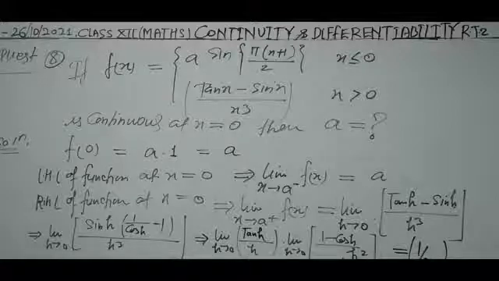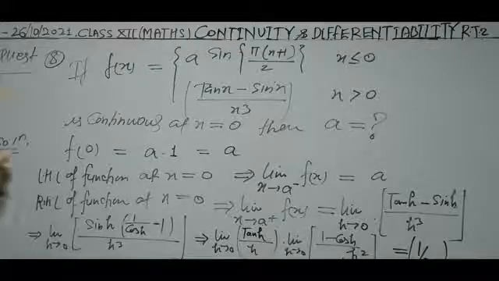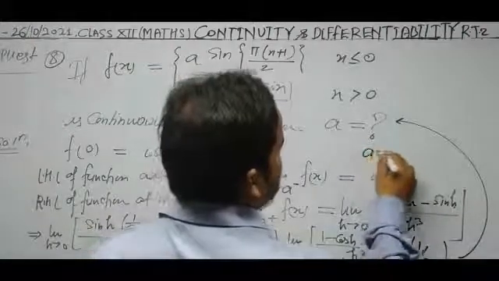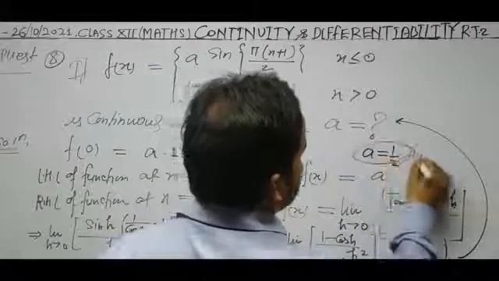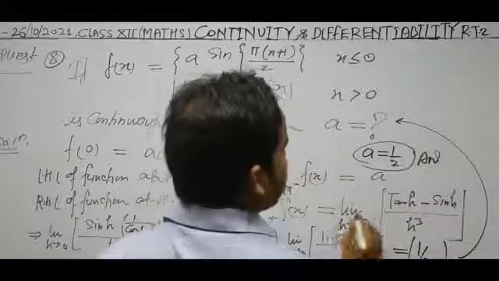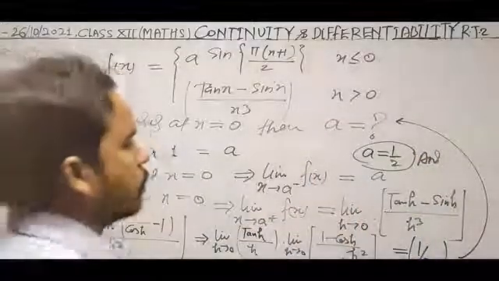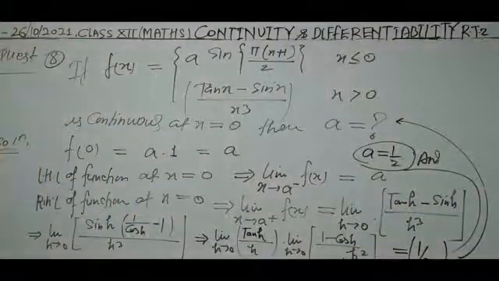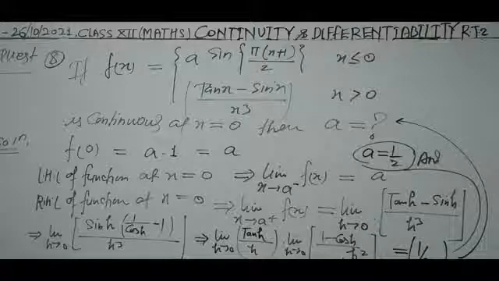Now we can write that the left hand limit of the function is equal to the right hand limit of the function. So a will be equal to 1 by 2. This is the answer. Now this paper is completed.